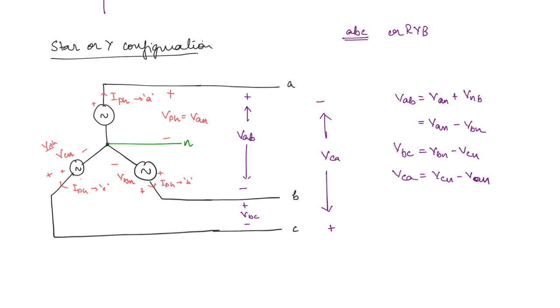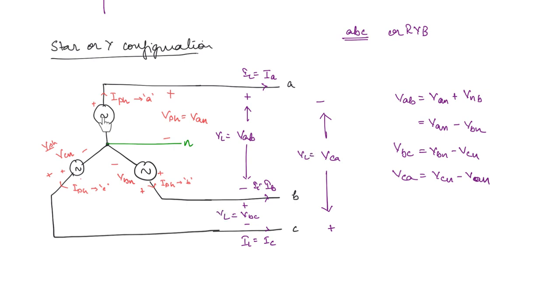So next, the line current. So the line currents will be the current flowing through the lines. So the line current of A phase will be IA, B phase will be IB, and this will be IC. So these are all the line currents. Okay, and these are the line voltages.